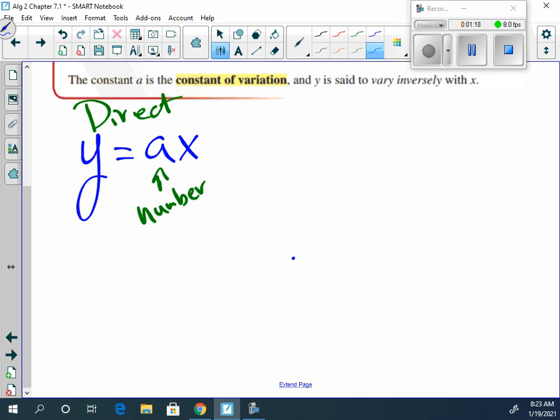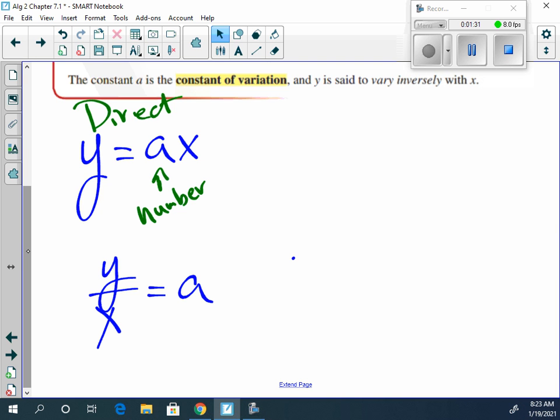Now, another way we can look at this is if I divide both sides by x, I would get y over x is equal to a. And this one here is actually helpful. Y over x equals a. That means if it is a direct variation, if I take y divided by x for any set of numbers or any set of terms, it will give me a constant number.